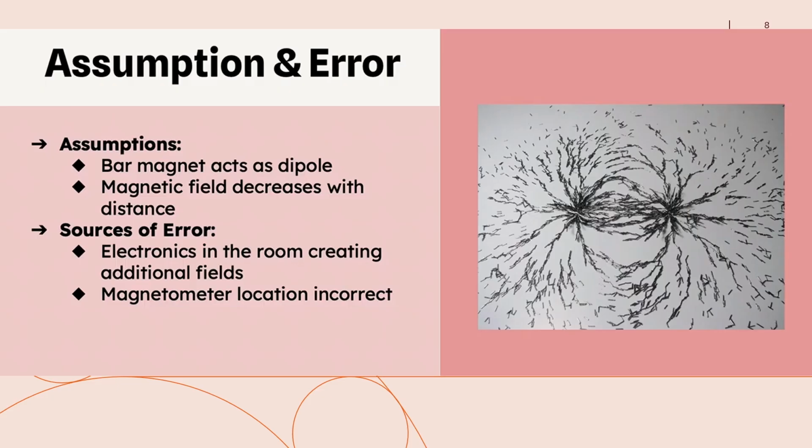For assumptions and error, we assume that the bar magnet acts as a perfect dipole, which could not be true if there are any imperfections on the surface of the magnet, and that the magnetic field decreases with distance. Sources of error include electronics in the room creating additional fields, especially the laptops, which messed with the magnetometer, and the magnetometer location being imprecise.